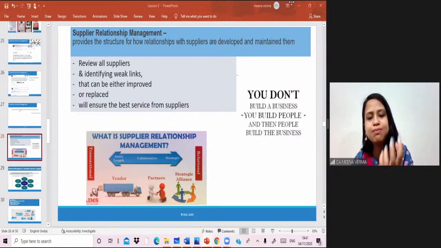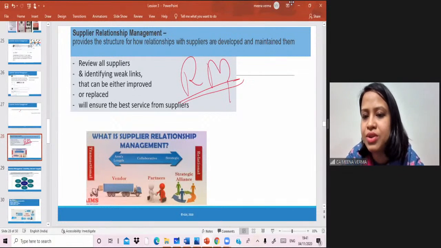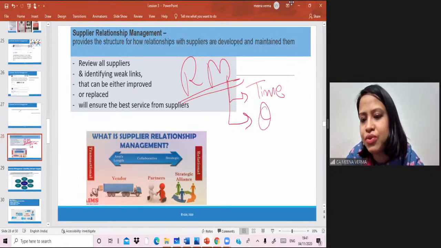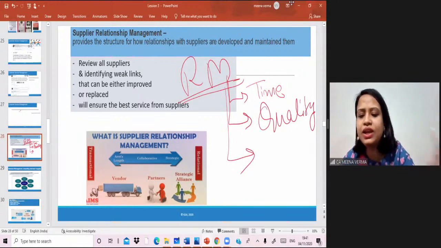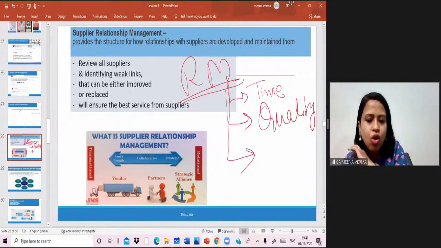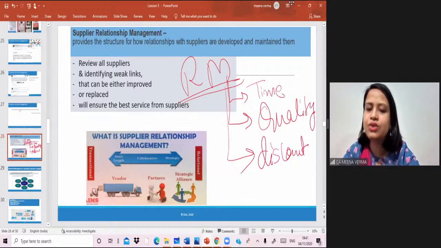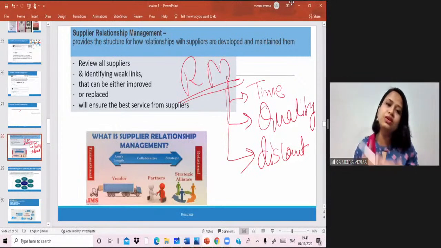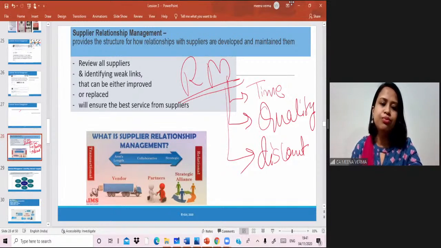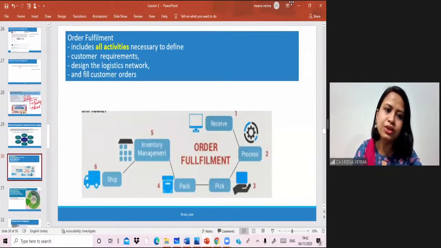Why? Because the suppliers are supplying you raw materials. You need this raw material on time. You need this raw material with high quality. You need to maintain the delivery speed and other things. All this is possible if you have a good relationship. You also want to receive some discount from the supplier. All these things are possible only if we maintain a good relationship. So maintaining a good relationship with the supplier is also very important, just as maintaining a good relationship with the customer is important. I hope you got this point.